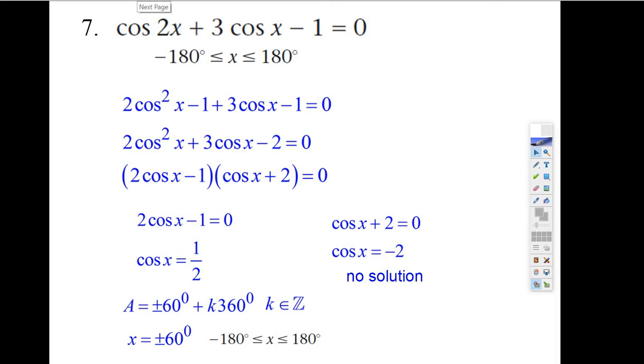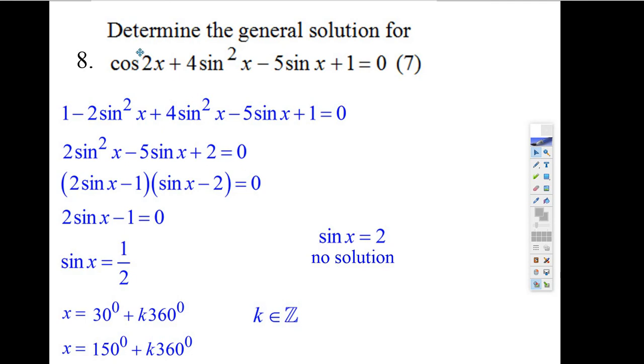Okay, let's look at question 8. Determine the general solution here for cos 2x plus 4 sine squared minus 5 sine x plus 1. Okay, same story here. Look at all this sine stuff. Let's change cosine 2x into the one that only has sine, so that it's 1 minus 2 sine squared. Well, there you get a mark just for doing that. Now 1 plus 1 is 2. 4 minus 2 is 2 sine squared.